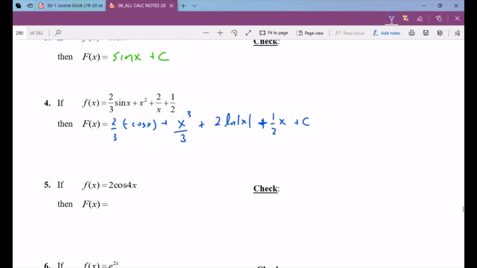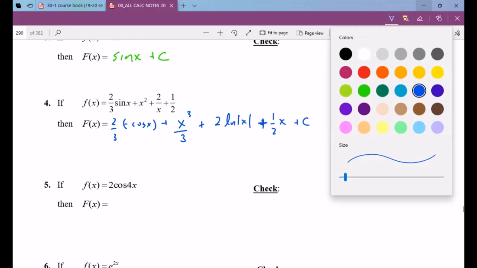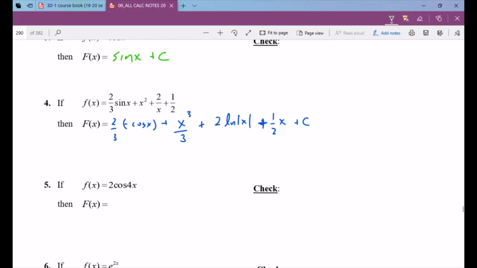We can maybe tidy it up as a half step. There's really not much to do, other than we would maybe write this with the negative out front. Negative 2/3 cos x plus x cubed over 3 plus 2 ln x plus half x plus c.